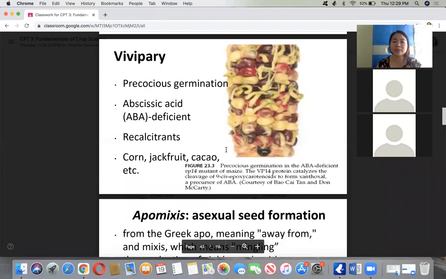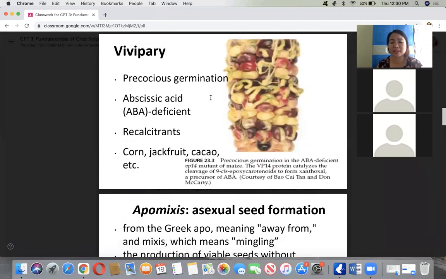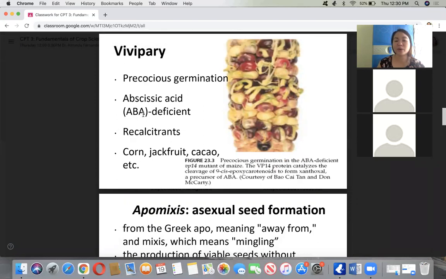So this is what we call as the vivipary. It's called precocious germination, and this happens in what I have said, recalcitrant crops like corn, jackfruit, and cacao. So they are deficient with the hormone abscisic acid. If you know abscisic acid, it is antagonist to GA or gibberellic acid. These are both hormones found in plants.